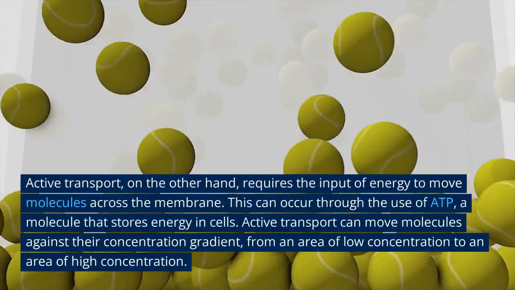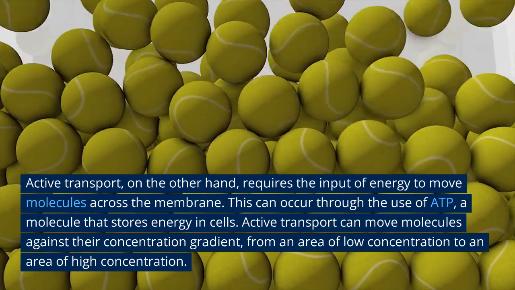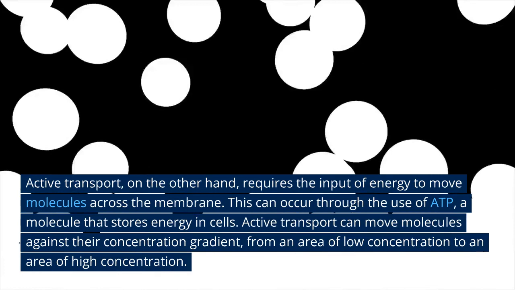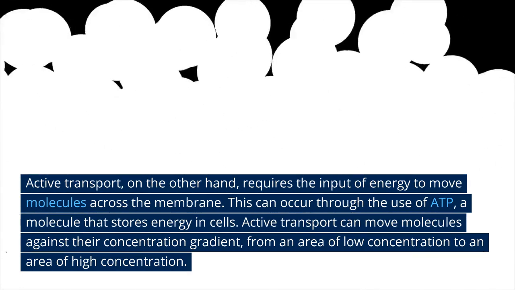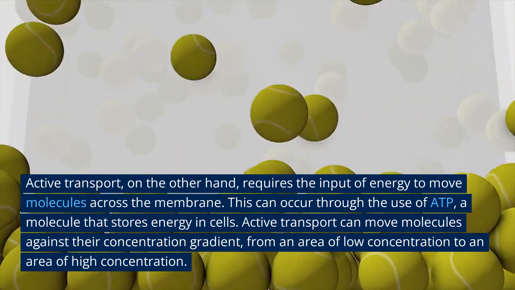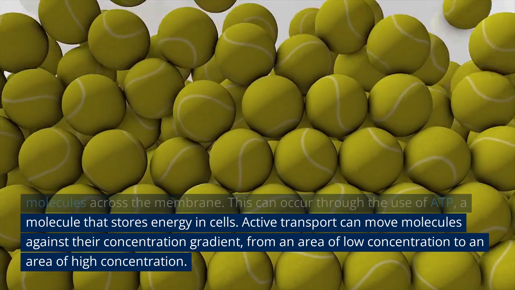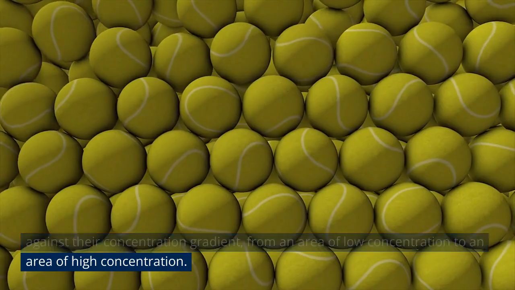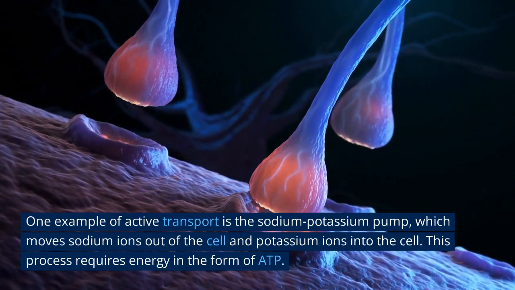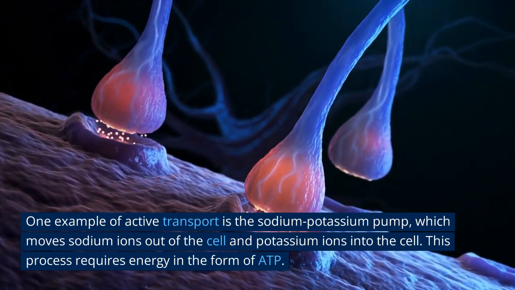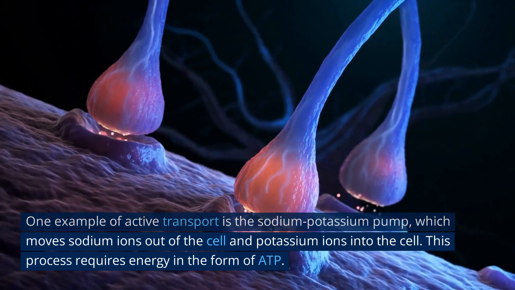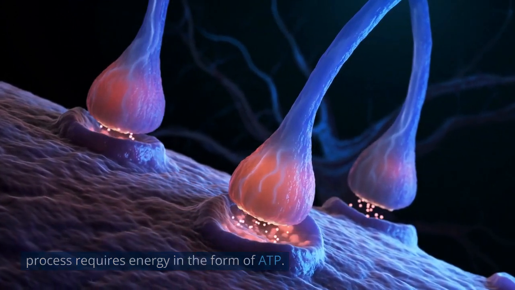Active transport, on the other hand, requires the input of energy to move molecules across the membrane. This can occur through the use of ATP, a molecule that stores energy in cells. Active transport can move molecules against their concentration gradient, from an area of low concentration to an area of high concentration. One example of active transport is the sodium-potassium pump, which moves sodium ions out of the cell and potassium ions into the cell. This process requires energy in the form of ATP.